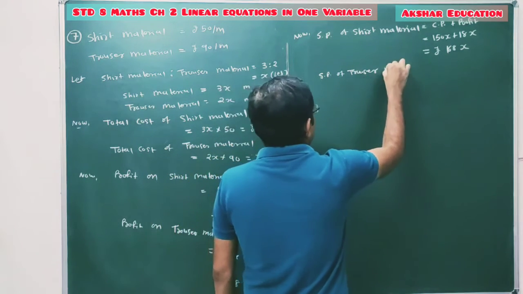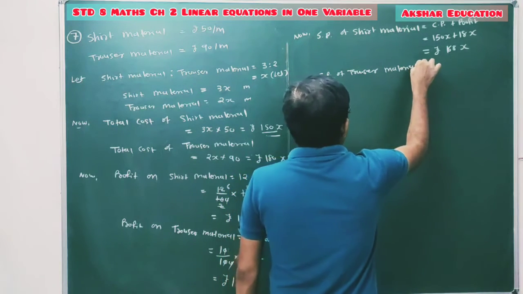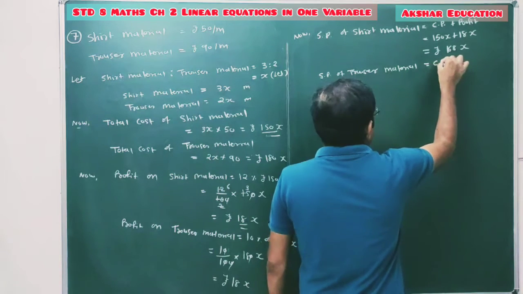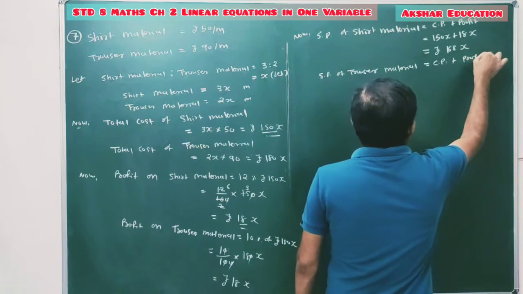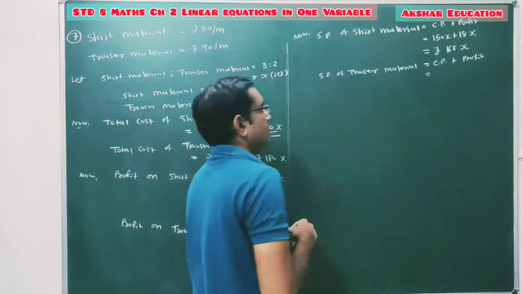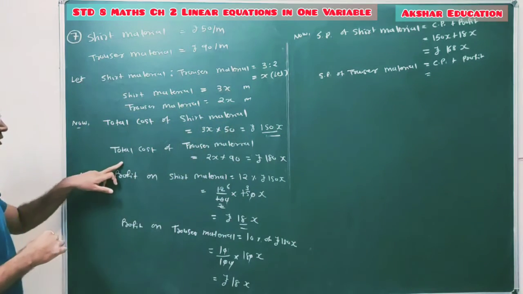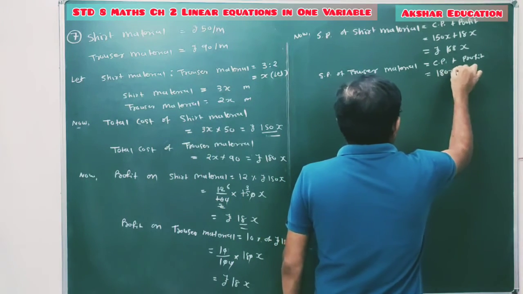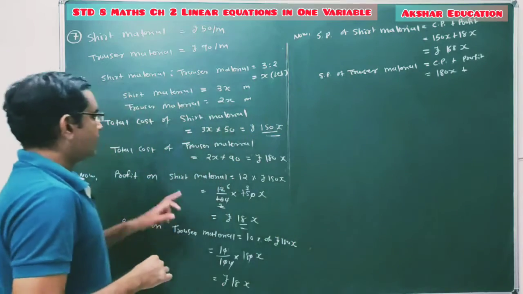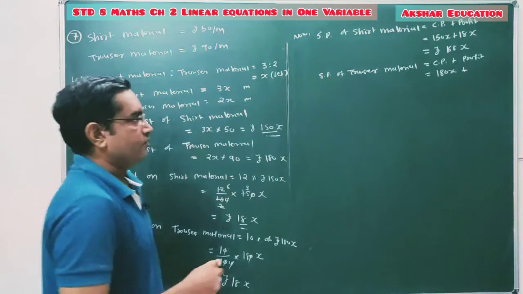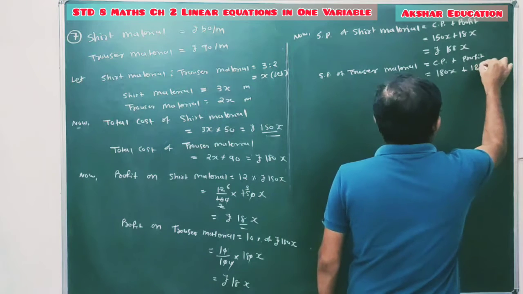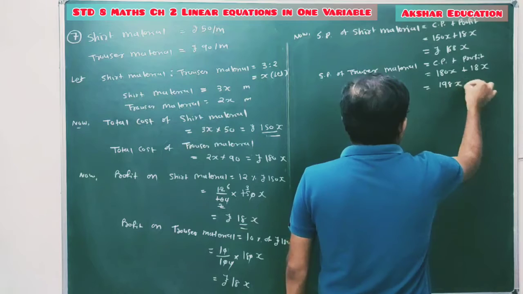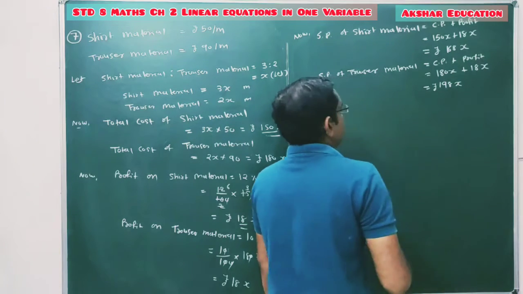Similarly, we can find the selling price of trouser material. Selling price of trouser material is cost price plus profit. Cost price of trouser material is 180x rupees, plus profit on trouser material is 18x. So 180x plus 18x is equal to 198x rupees. That is the selling price.